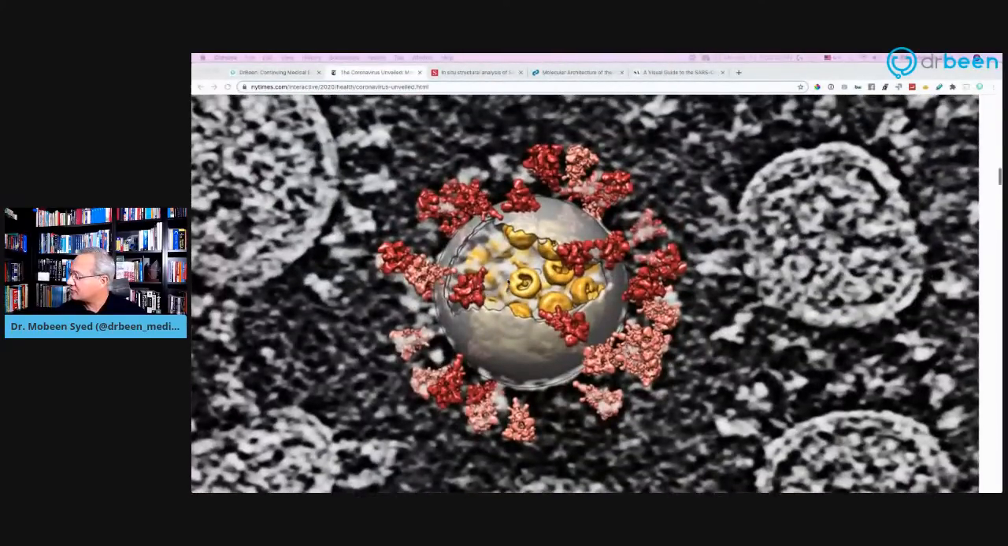So here, check this out. These yellow ones are actually capsid proteins which are packaging around the RNA. And then this gray one is the virus membrane itself. And these red ones are the spike proteins on it.